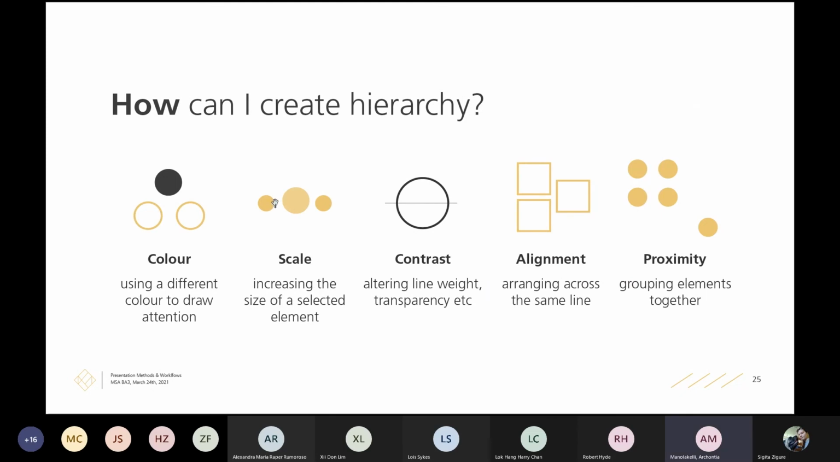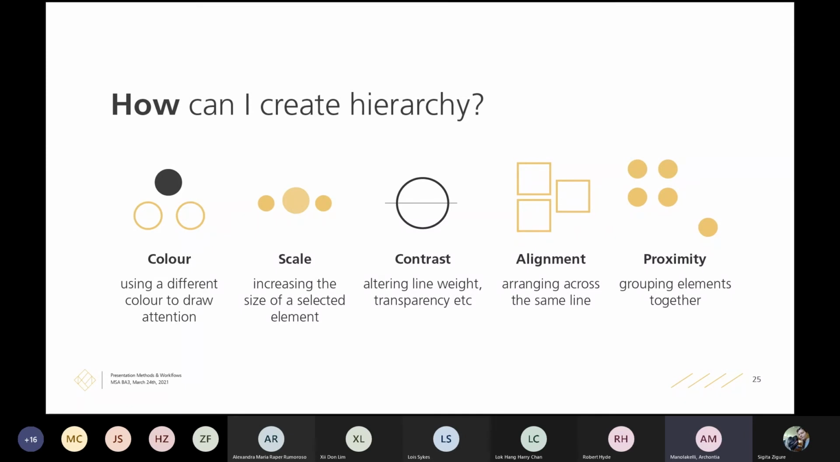So as I mentioned before, other ways to create hierarchy is the use of color. So as I said here, you have like the black is a focus scale. People tend to focus on the thing that is larger first before looking at the smaller bits. Contrast, alignment, and proximity. So if you want to be telling a story, it's really important where you draw the attention to in everything that you do, from your diagrams to your presentations.